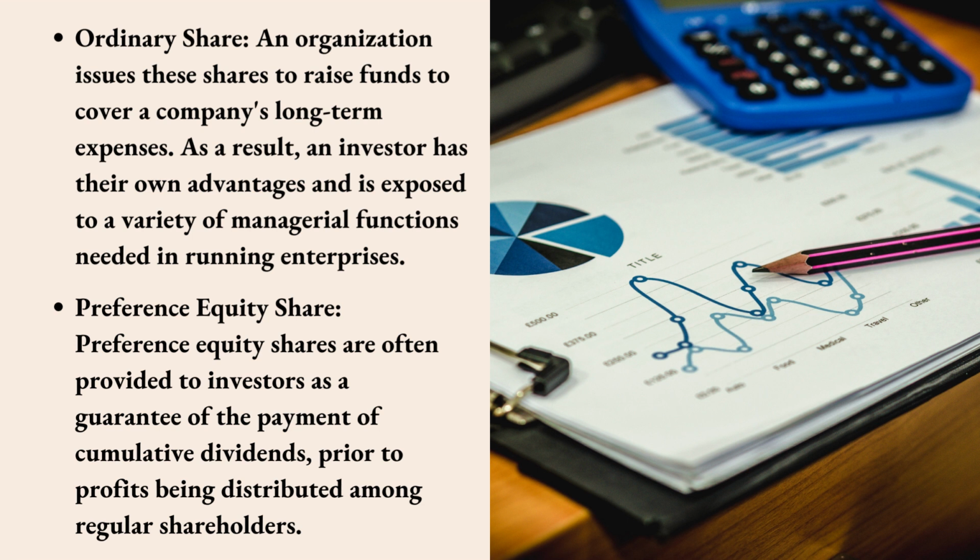Now, the next type is preference equity shares. Prior to returns being divided among regular shareholders, preference equity shares are typically issued to investors as a guarantee of the payment of cumulative dividends. However, unlike common shares, preference shares do not come with the same voting and membership rights.